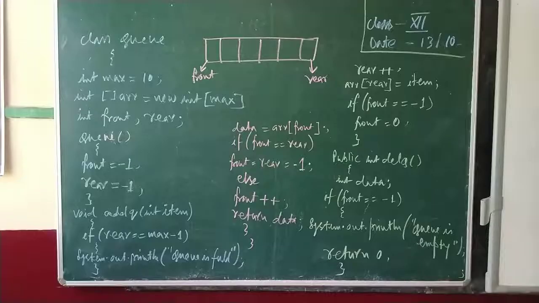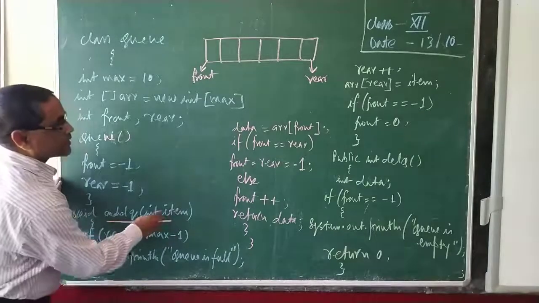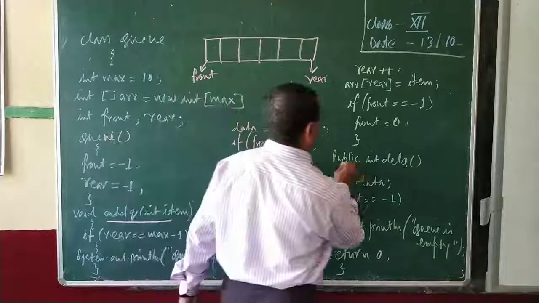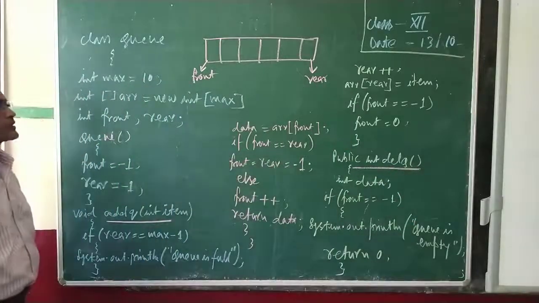This is one program on the queue. I told you there are two main functions. One is the addition in the queue, the add queue function, and another function is the delete queue. These two functions we have to talk about and we have to understand also.